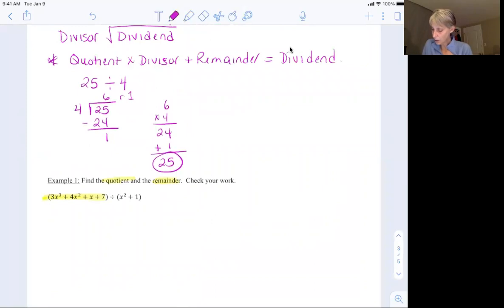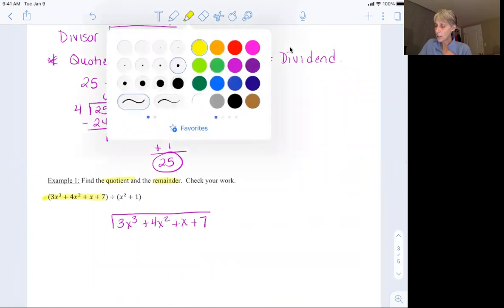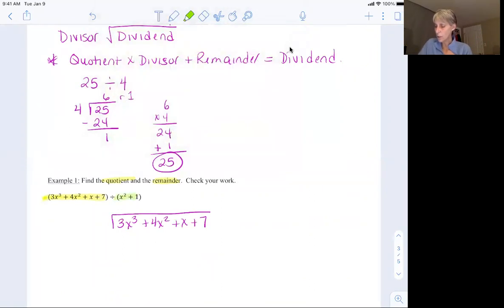So I'm going to set up my division bar, 3x cubed plus 4x squared plus x plus 7. And my divisor, what I'm putting out front, is x squared plus 1. This is what I'm dividing by. Now, even though it's more complicated, the process is the same. We just have to think about what's important. This guy out here, this is important, and this is important. So we're always going to focus on the biggest things first.